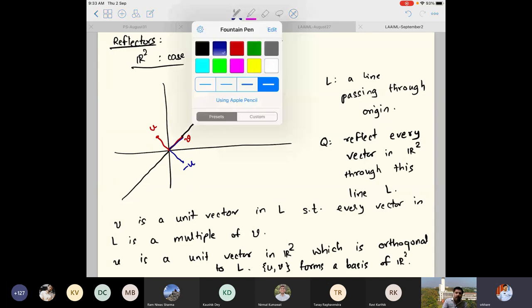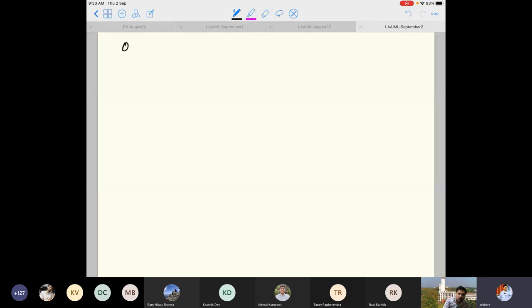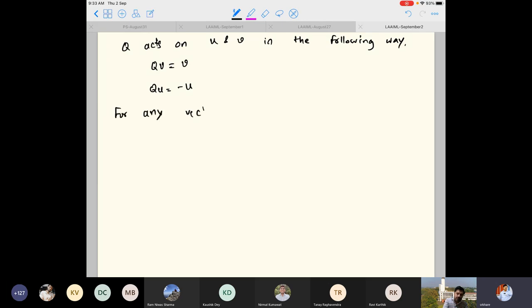So what is really happening here? It is very interesting. Q acts on U and V in the following way: Q of V is equal to V and Q of U is equal to minus U. So for any vector X in R2, there exist unique alpha, beta in R such that X is equal to alpha U plus beta V.